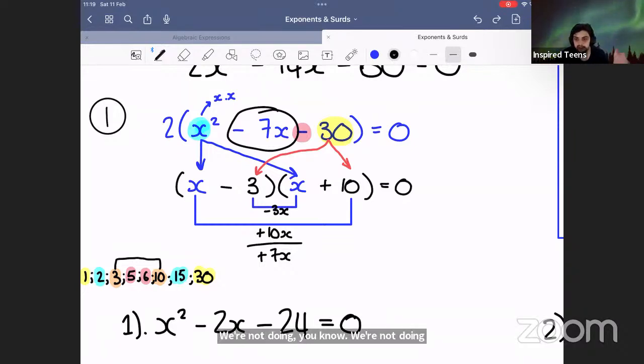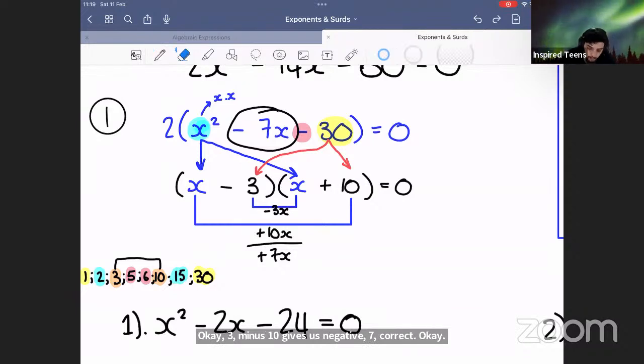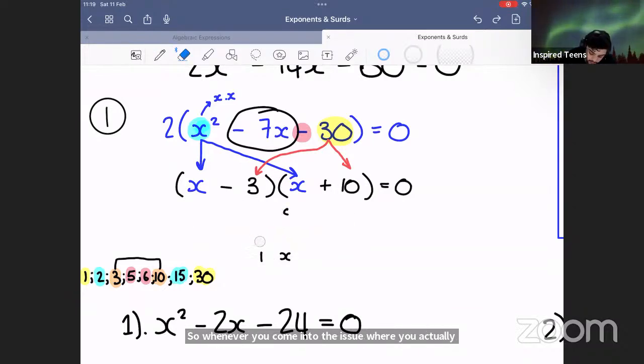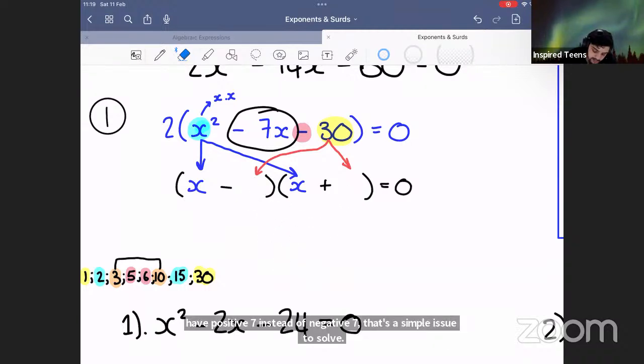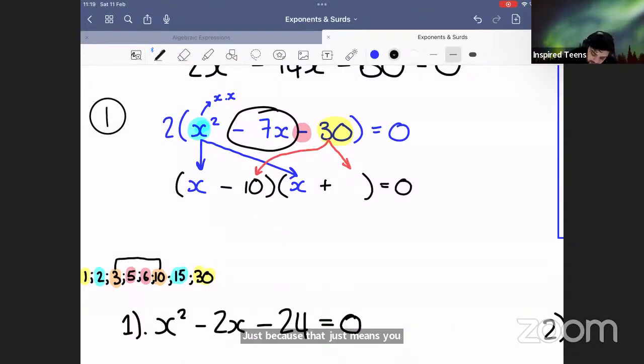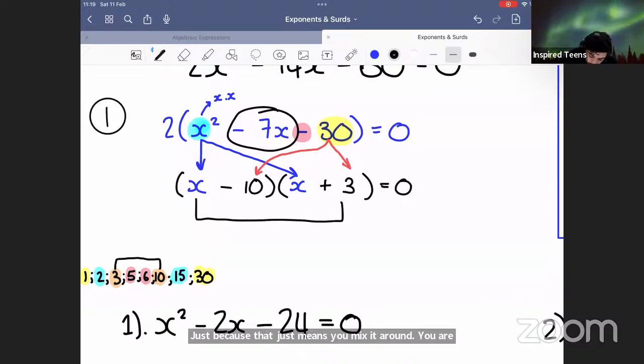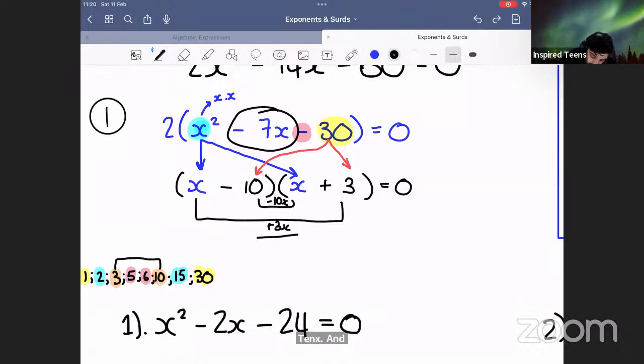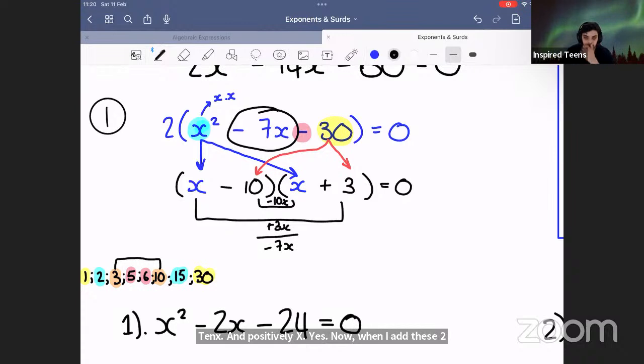3 minus 10 gives us negative 7, correct. So whenever you come into this issue where you actually have positive 7 instead of negative 7, that's a simple issue to solve, because that just means you mixed it around. You were supposed to put the 10 on this side and the 3 on that side. Now, when I test the outer inner, I get negative 10x and positive 3x. When I add these two together, I get negative 7x. So that's correct. Now we are getting negative 7, which is the correct middle term.